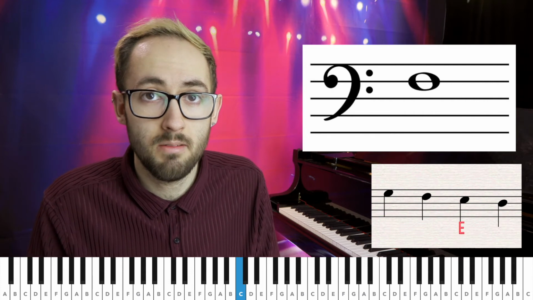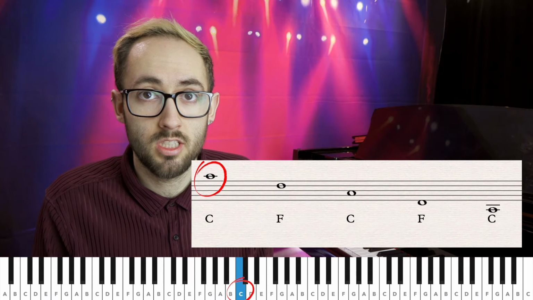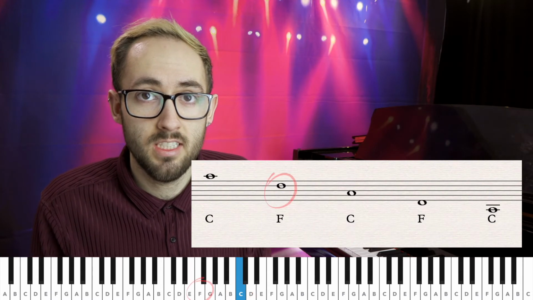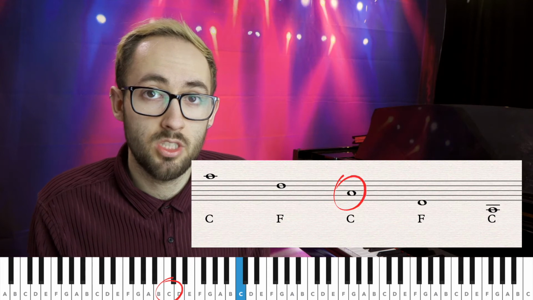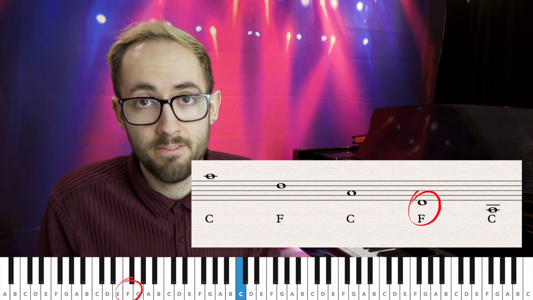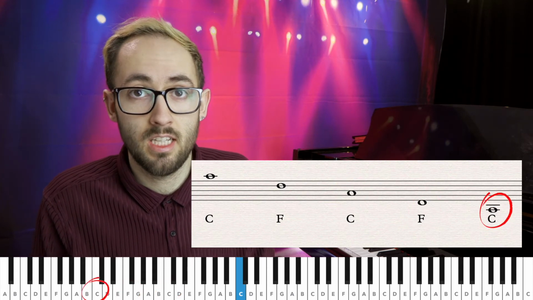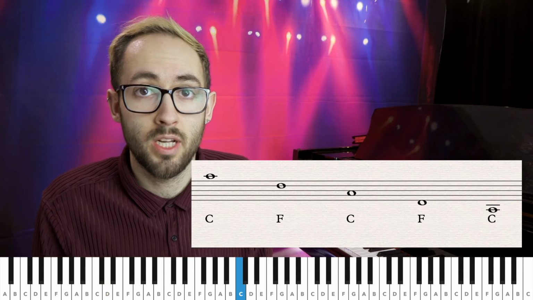So the 5 landmarks to remember for the bass clef are middle C, which has its own ledger line above the 5 lines, F, which is on the second line down, C, which is on the second space up, F, which is below the 5 lines, and C, which is 2 ledger lines down.